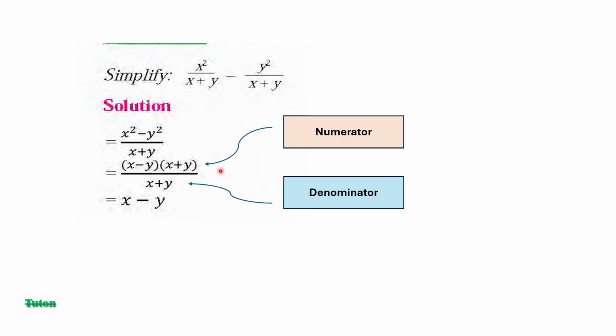Now let's go on with the question. Here the question says to simplify x squared by x plus y minus y squared by x plus y. As we all know, the basic rules of algebra say that since we have the same denominator below both x squared and y squared, we can simplify it with x plus y below as the denominator, and above it would be a simple subtraction where you can place x squared minus y squared.